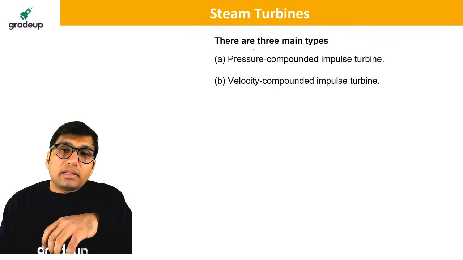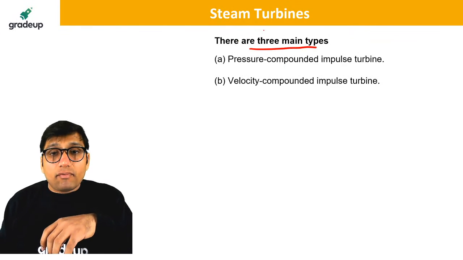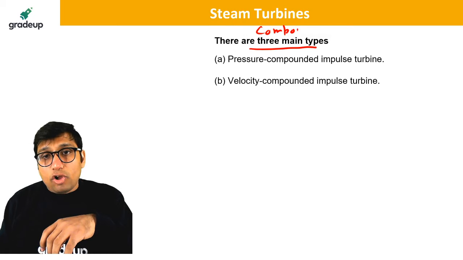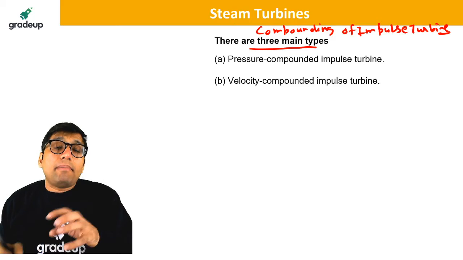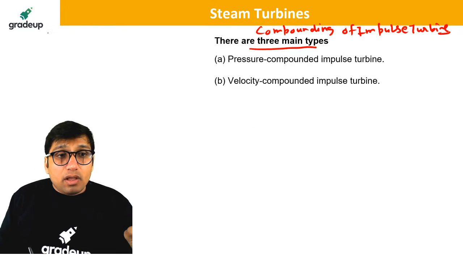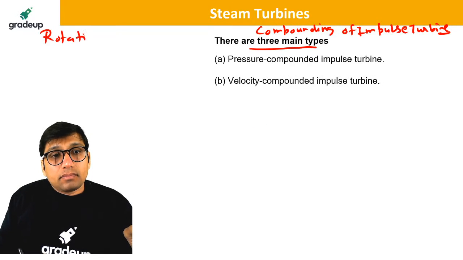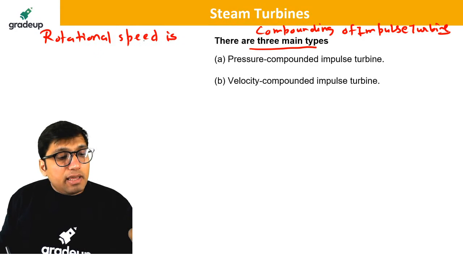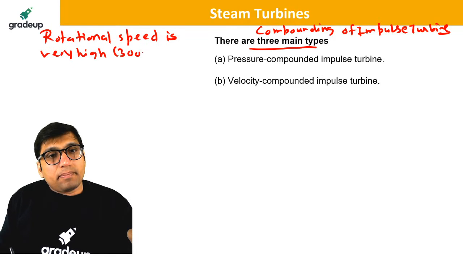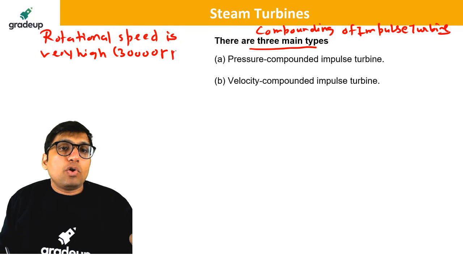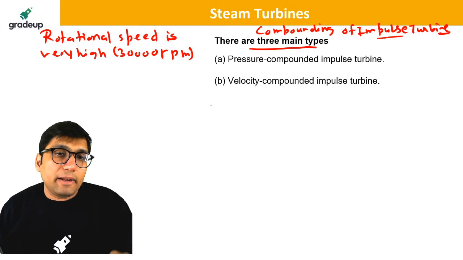Now there are basically three types of compounding of impulse turbine. Why is compounding of impulse turbine required? Because a simple impulse turbine has two problems. One is the rotational speed. The rotational speed is way too high, around 30,000 rpm, and at this speed you cannot rotate a turbine in a simple impulse turbine.